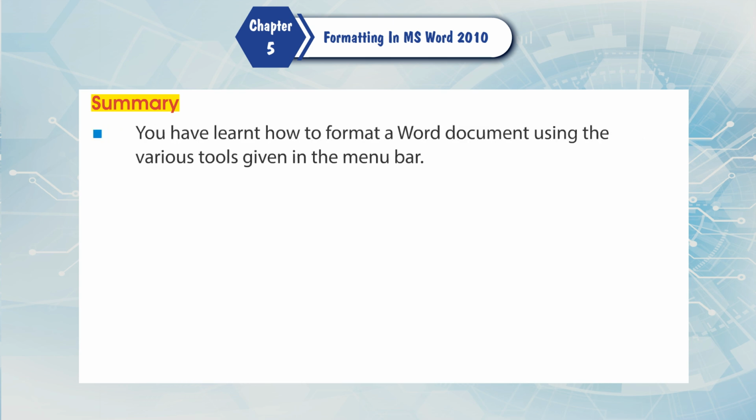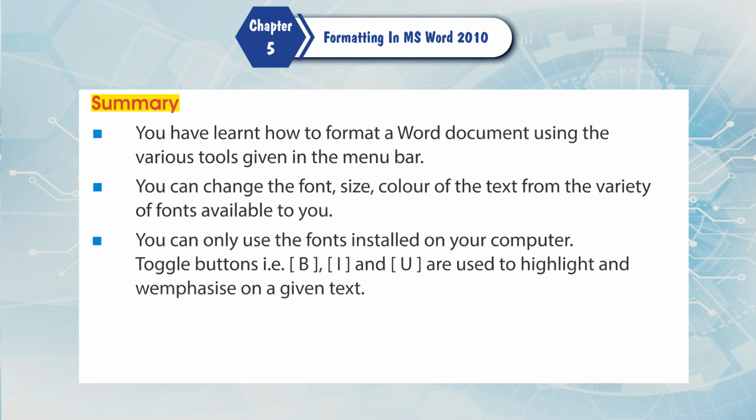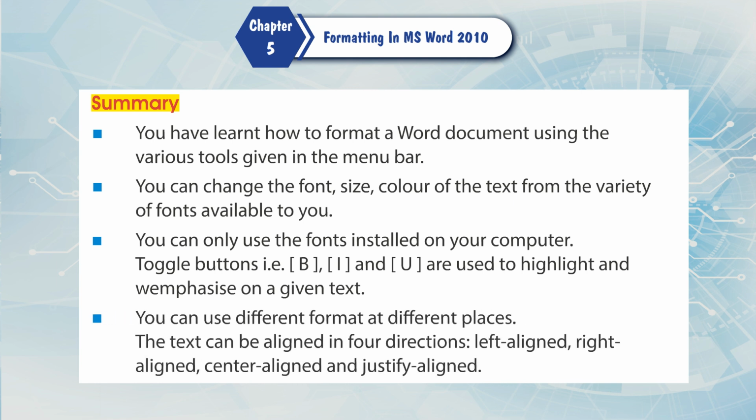Summary. You have learned how to format a Word document using the various tools given in the menu bar. You can change the font size and color of the text from the variety of fonts available to you. You can only use the fonts installed on your computer. Toggle buttons, that is B, I and U, are used to highlight and emphasize a given text. You can use different formats at different places.